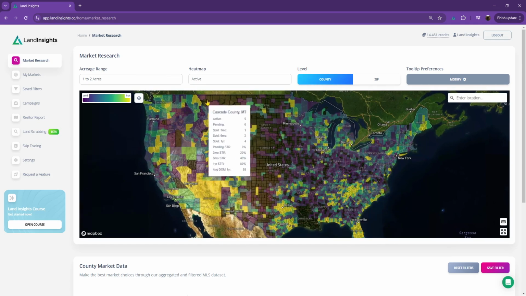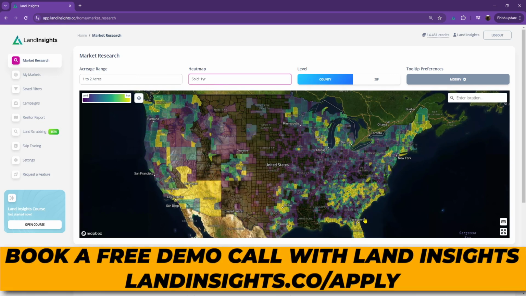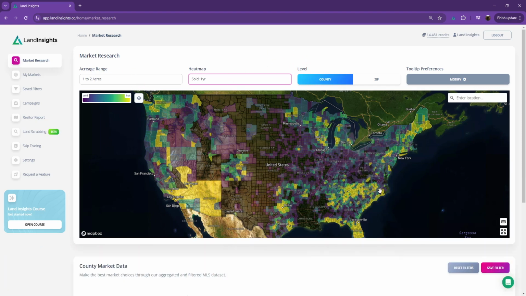But now what I'm going to do is change my heat map to see the most amount of volume in the past year. So I'm looking at the most amount of sold comps. And the goal here is to start finding those areas where most of the properties that I want to find, right, those infill lots, are selling.